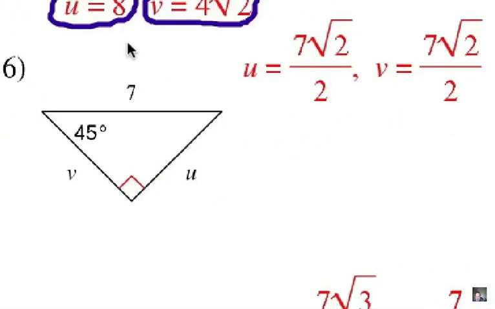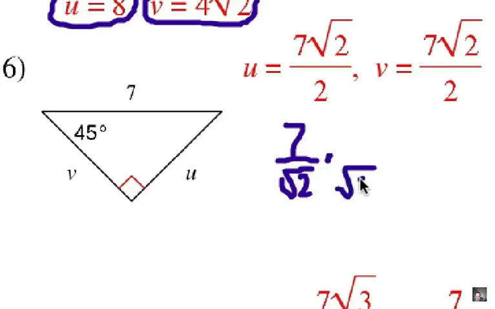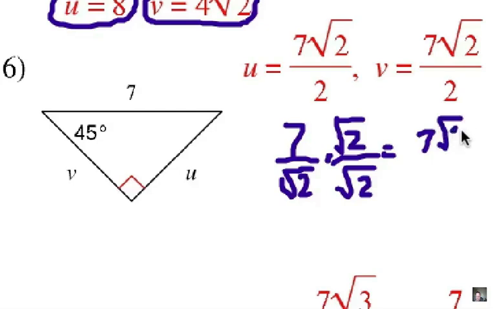And finally, number 6, the hypotenuse is 7. And remember, that's already radical 2 times longer, so we have to divide it by radical 2 in order to find each leg. All right, now here's how we get the answer. We have to rationalize the denominator, so we have to multiply top and bottom by radical 2. And when I do that, on the top I get 7 radical 2. And as you've seen before, whenever you take a radical times itself, that gives you 2, okay? So that's why u and v are 7 radical 2 over 2.